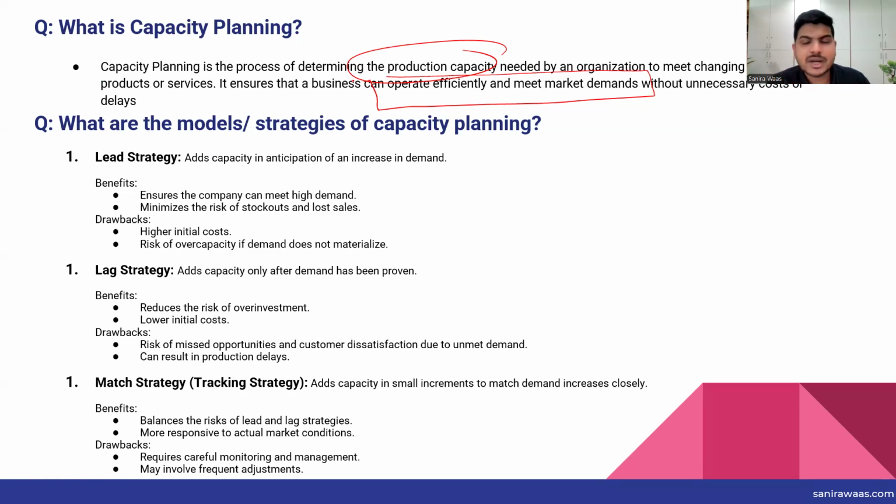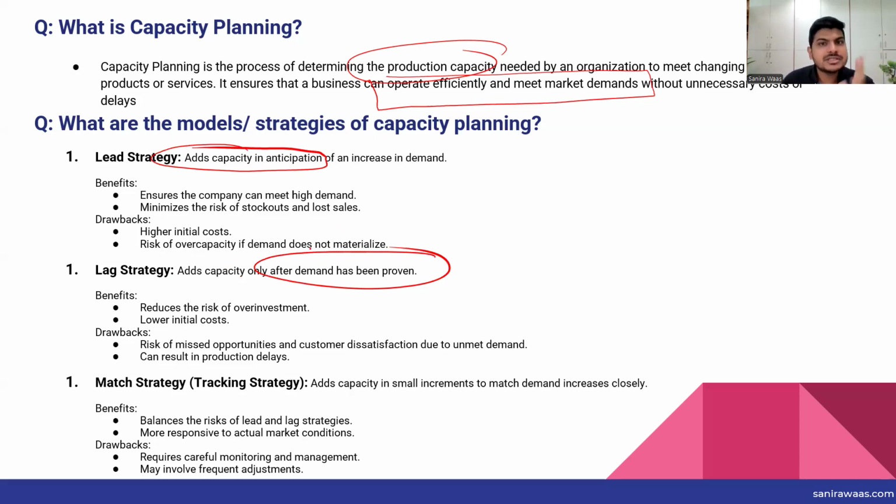So we have capacity planning strategies in 3 aspects. One is lead strategy. Lead strategy means you anticipate that there would be a spike in your demand. You have a rough idea, and you add capacity in anticipation. That is lead strategy. Then you have lag strategy, where you're not going to add it beforehand. You wait until demand is proven and then you add more production.